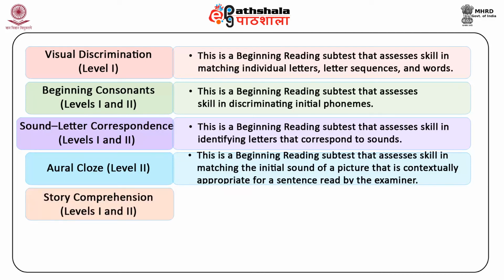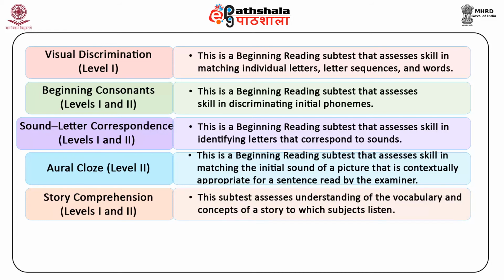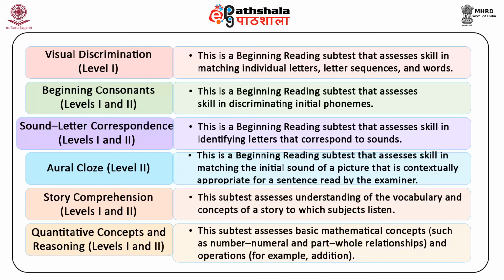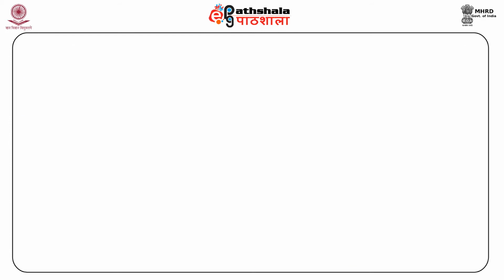Story comprehension, levels 1 and 2. This subtest assesses understanding of the vocabulary and concepts of a story to which subjects listen. Quantitative concepts and reasoning, levels 1 and 2. This subtest assesses basic mathematical concepts such as number, numeral, and part-whole relationships, and operations, for example, addition. Though the tests are untimed, they typically require 90 minutes to administer.